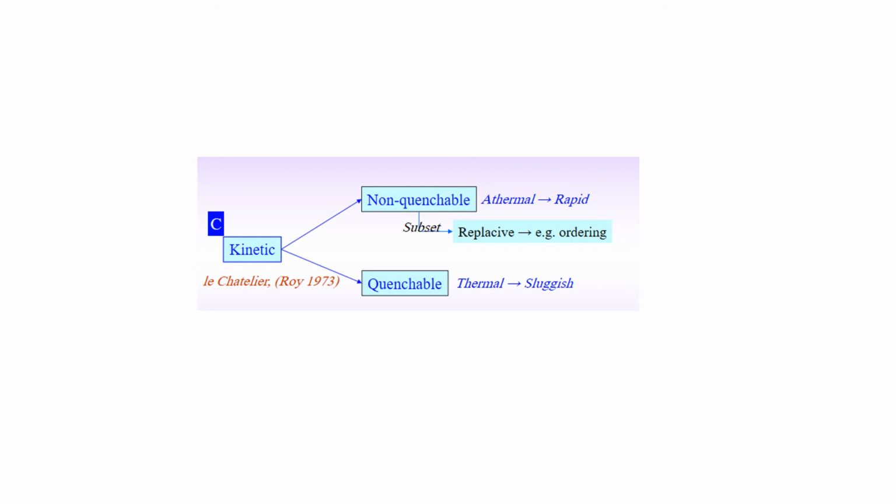The third part for the diffusional transformation is kinetic. Kinetic can be further divided into quenchable and non-quenchable. In quenchable, the process is thermal and rapid. In non-quenchable, the process is thermal and sluggish.